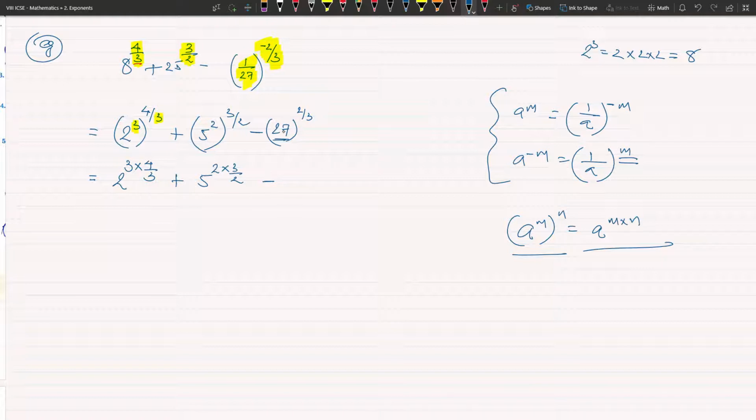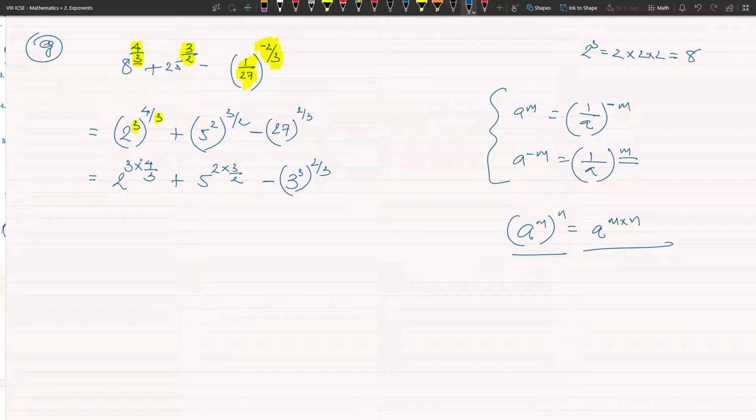No, 27 can be expressed as cube of some number. Whose cube is 27? No, 3. 9 cube is 729. 3 cube is 3 times 3 times 3, that is 27. So this will become 3 cube, the whole raised to 2 by 3. Okay. Now first tell me here, Anushree, what should I cut? Anything can be cut over here?